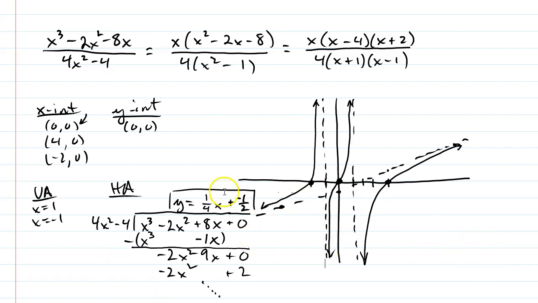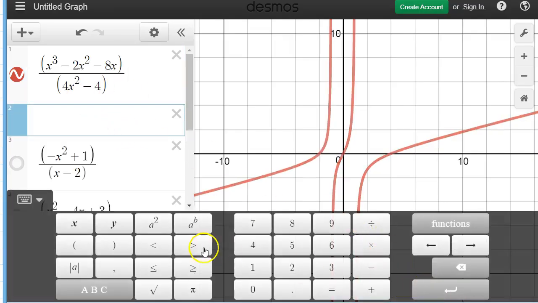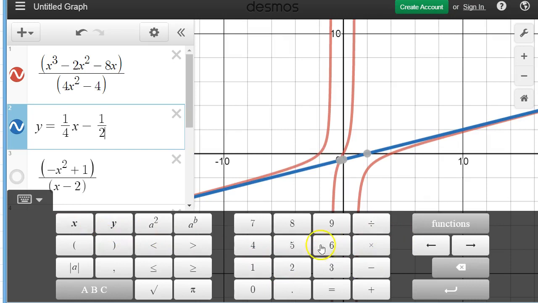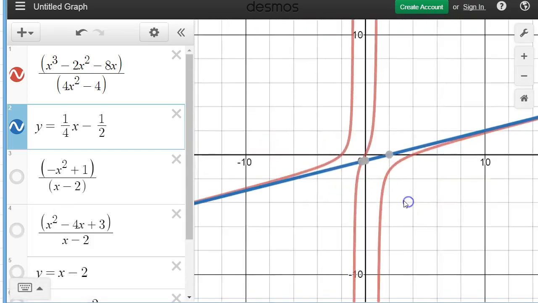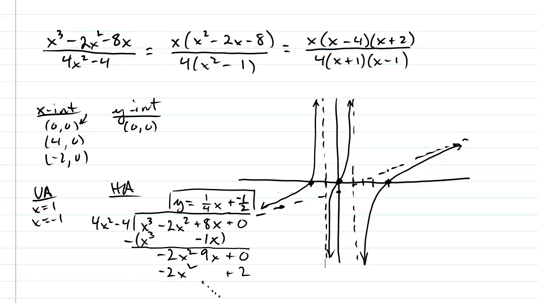Okay, and if we want to verify that our mx plus b is working, I'm going to type in y equals 1/4 x minus 1/2. And look at that. That line is the slant asymptote. So just one more thing. Some people would say that this is not a horizontal asymptote because it's not completely horizontal. But I just consider it a slanted horizontal asymptote. It still is kind of going horizontal. So don't let that confuse you if you're reading the book or looking elsewhere.